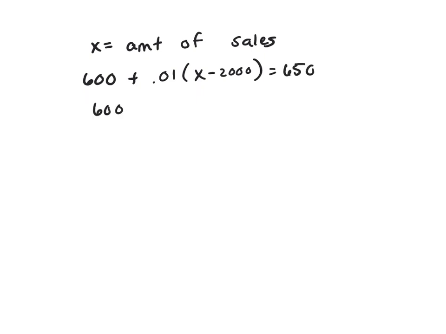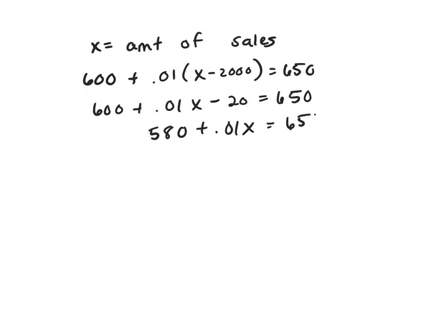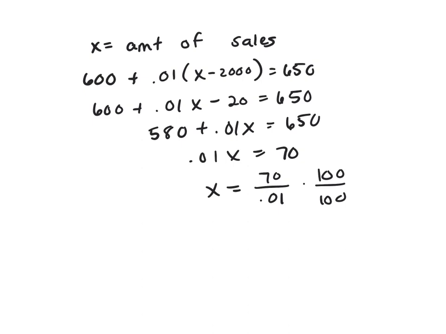So this is 600 plus 0.01x minus 20 equals 650. And that's 580 plus 0.01x, I subtracted 20, equals 650. And then 0.01x equals 650 minus 580, that would be 70. And then x would be, divide both sides by 0.01. I'm going to multiply top and bottom by 100. And that gives me 7,000.